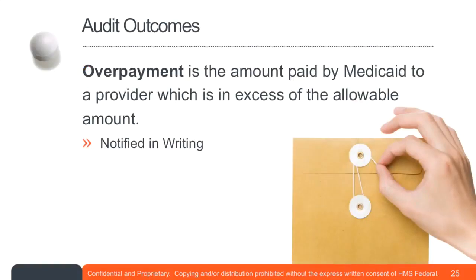Next slide, number 24, is audit outcomes. So this is kind of what happens at the end of reporting. There is an overpayment that may be calculated. And again, there are cases where there can be underpayment. But the overpayment is the amount paid by Medicaid or the third-party payer to that provider that's in excess of the allowable amount. And the payer will be notified in writing about that in one of the reports.